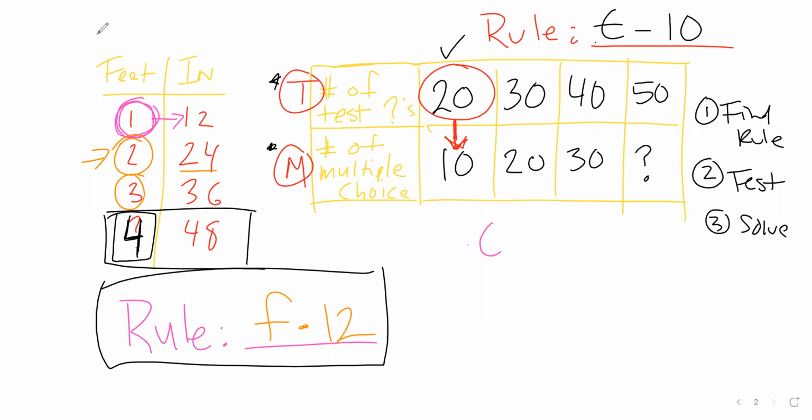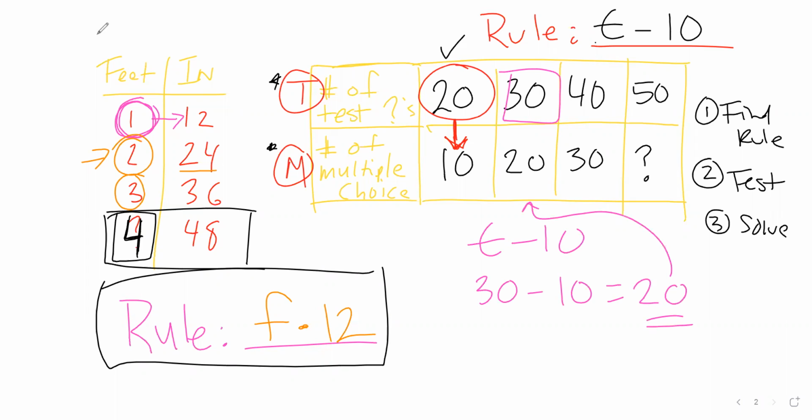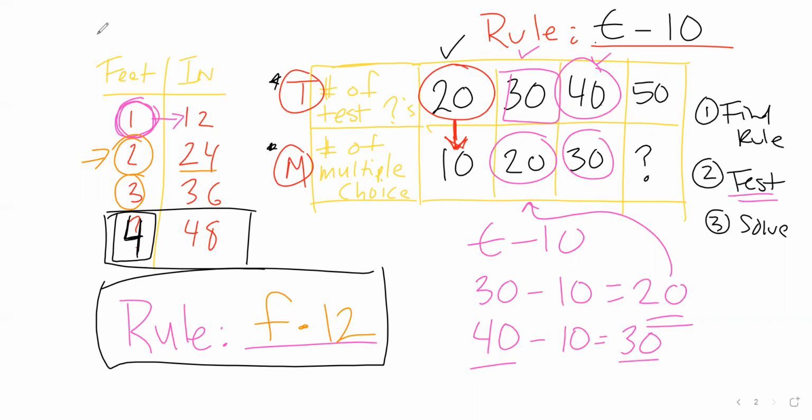So my rule is T minus 10. In this case, T is 30. So if I follow that rule, 30 minus 10 is 20, then my answer in M should be 20. And it is. So the rule works for here. I'd say test it at least 3 times. Don't just test it twice. You never know. So let's do it again. This time 40 is T, subtracting 10 gets me 30. 40, check. 30, check. Okay, so this works.